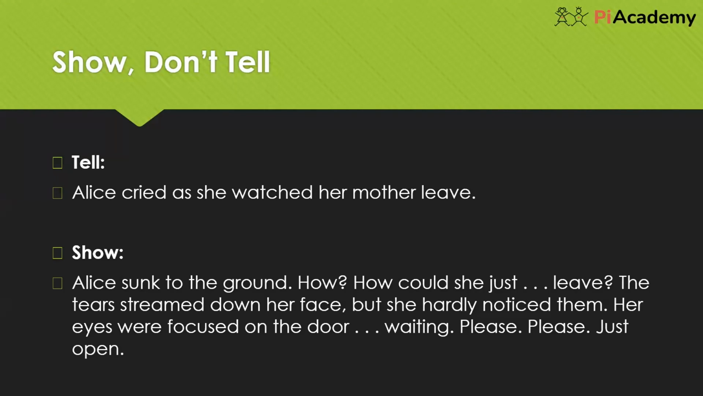We can say, Alice sunk to the ground. How? How could she just leave? The tears streamed down her face, but she hardly noticed them. Her eyes were focused on the door, waiting. Please, please, just... sorry, I just can't see that last bit. Let me zoom that so I can see it better.